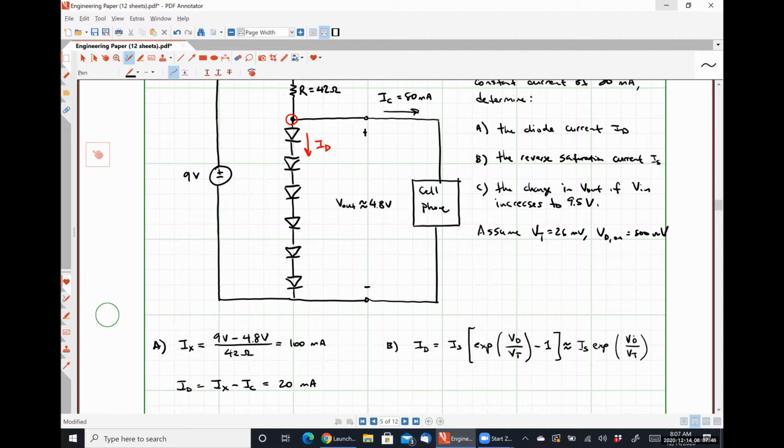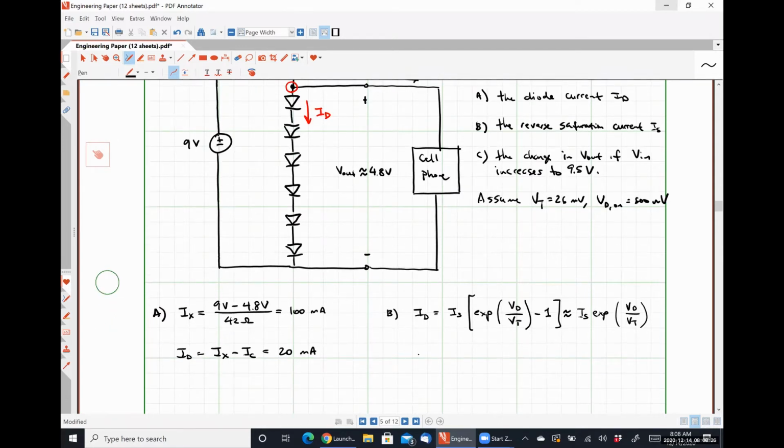I can make this approximation here because VD on is significantly larger than VT, right? 800 millivolts is a whole heck of a lot bigger than 26 millivolts. And so inside this term, the exponential function is going to be significantly larger than that minus 1. So much so that it's not really going to come into play at all. And when we do part C, the approximation here is going to make the math a little bit easier to deal with.